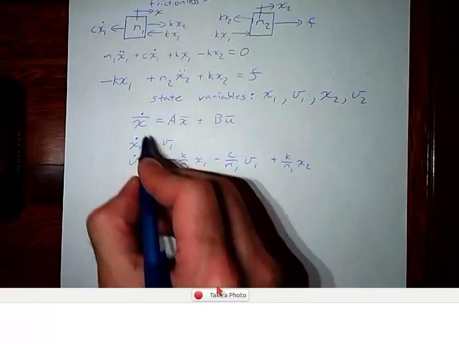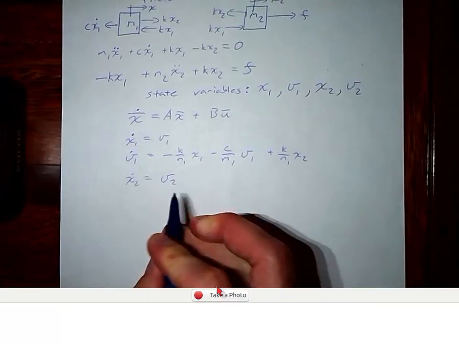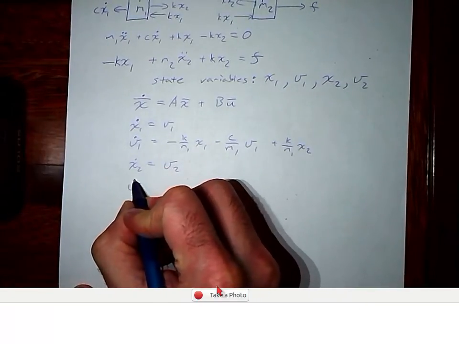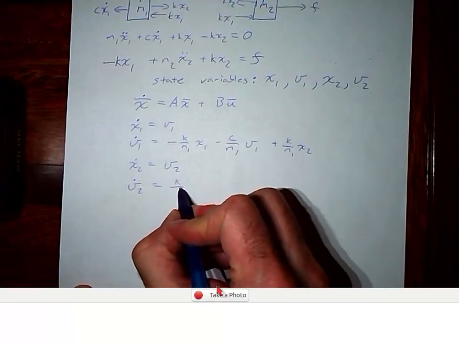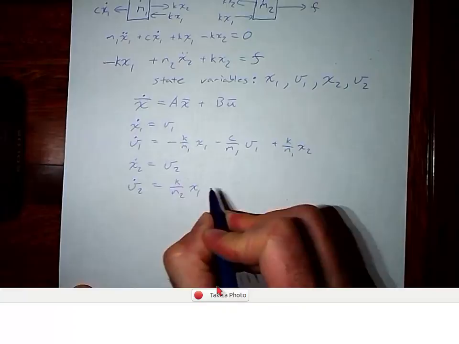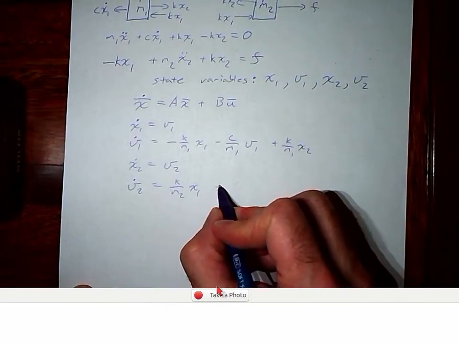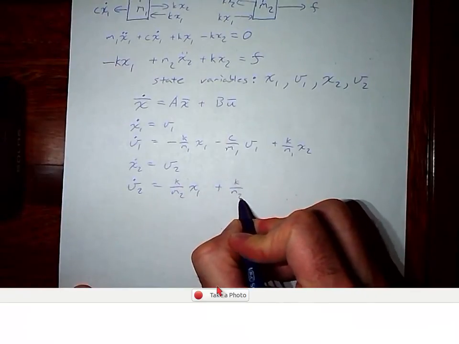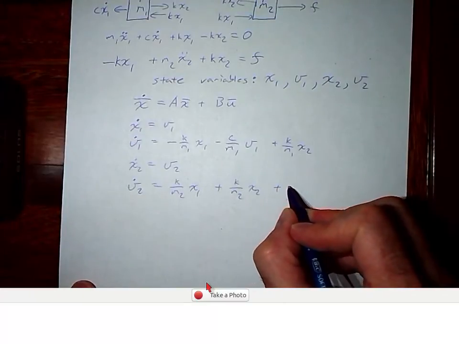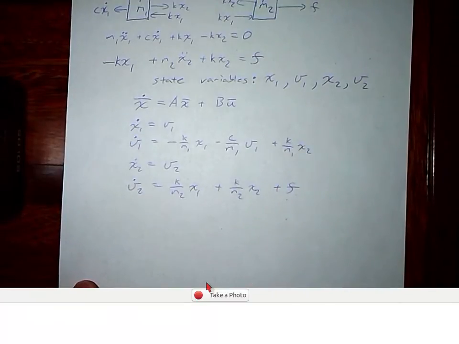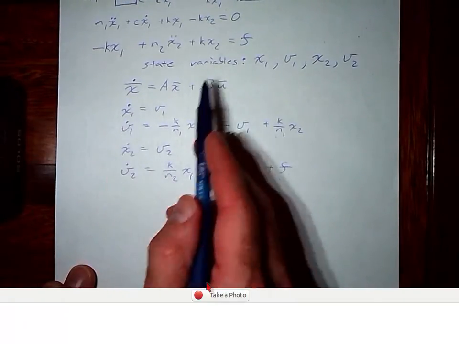And then we have x2 dot is equal to v2, and v2 dot, which is x2 double dot, is equal to k over m2 x1, just rearranging this equation, plus k over m2 x2 plus f.